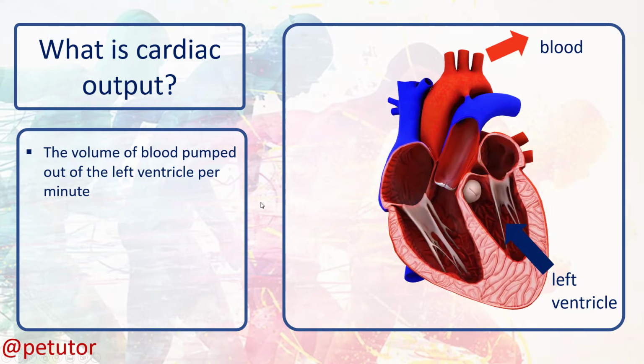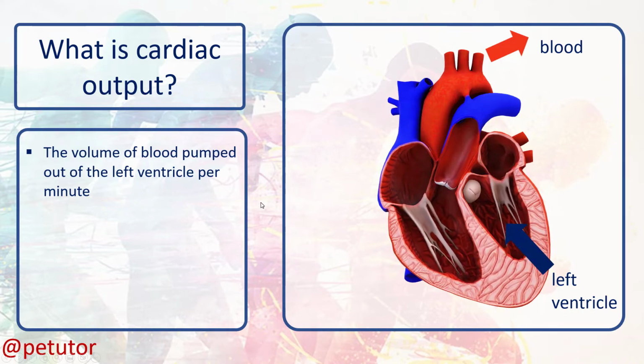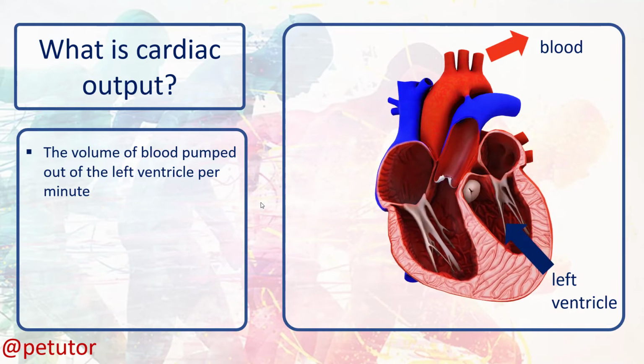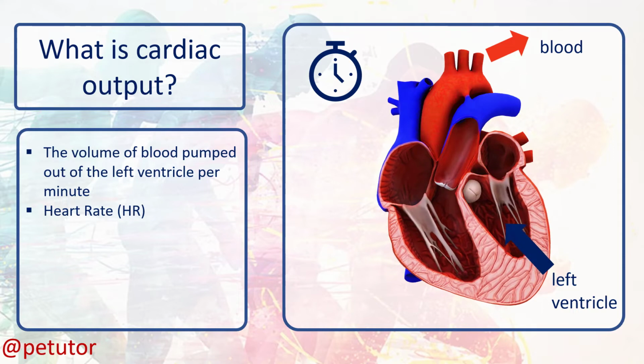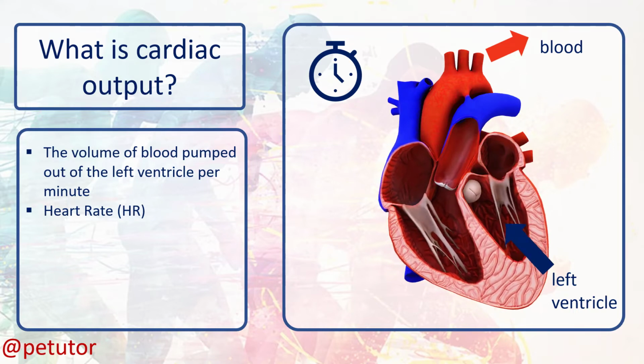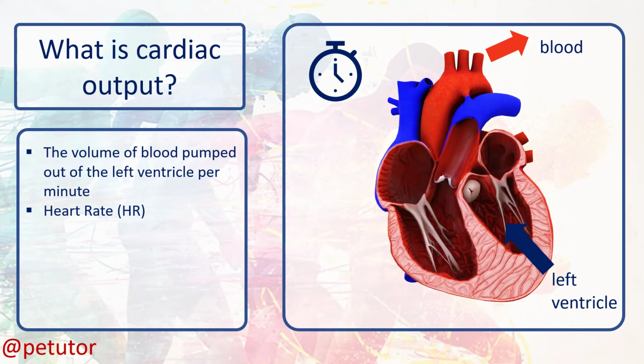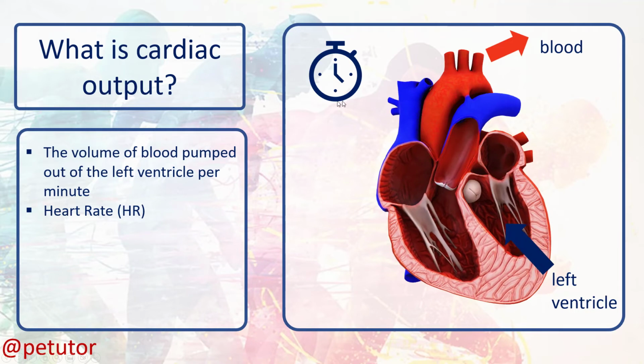Now, what does it actually comprise of, and how can we measure it? So there are two main components to cardiac output. The first is heart rate, and you'll remember from my previous video, and if you haven't seen that, please do go and have a look just to remind yourself. Heart rate is the number of times that the heart beats per minute. So your little clock up there helps you to remind that.